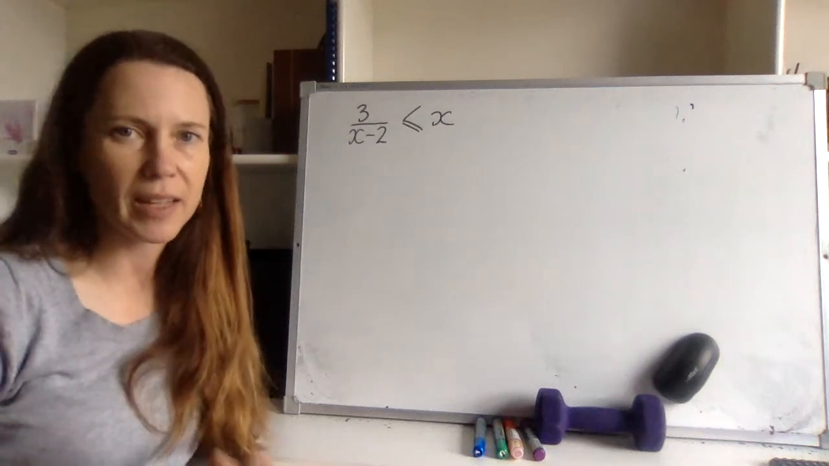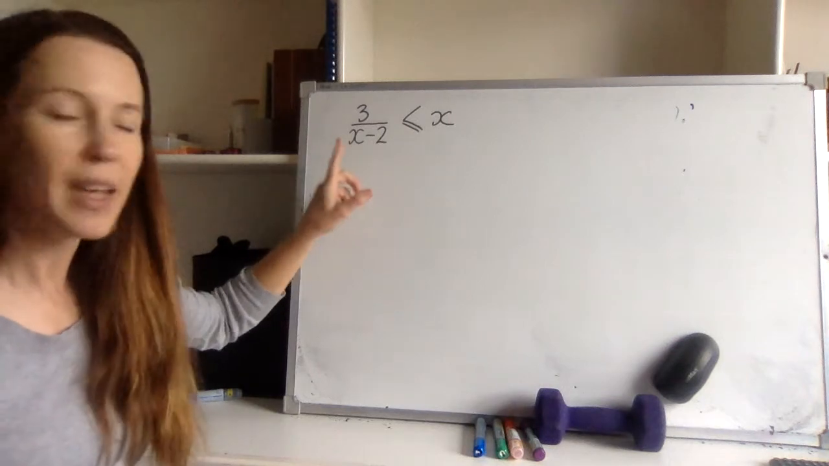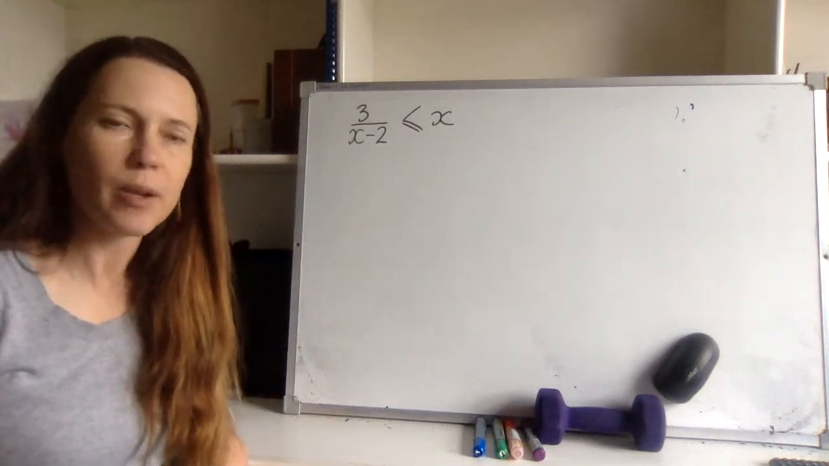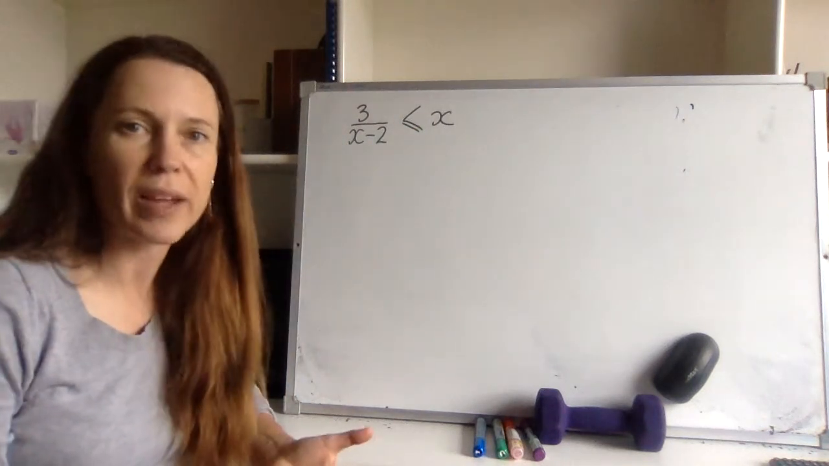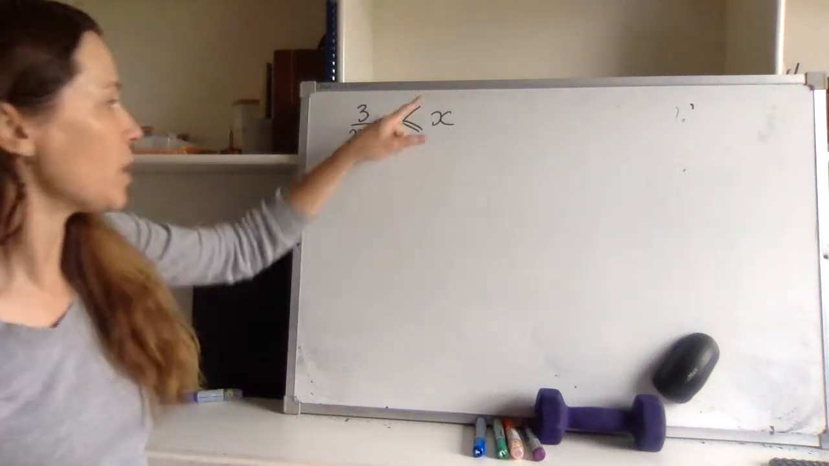Let's have a look at a slightly harder example now. This one's a bit more tricky because it's got pronumerals on both sides and one of them is also in the denominator. So the hack that we've already seen is that we can get around this problem by multiplying both sides by the square of the denominator.